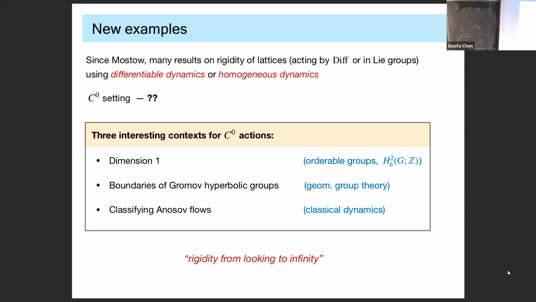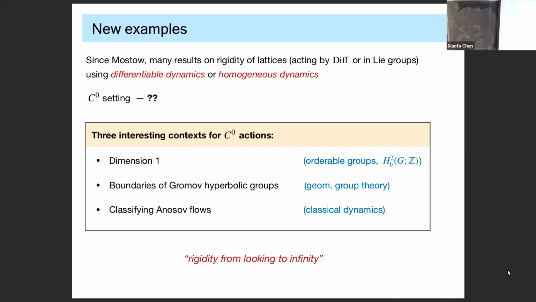The general tools for these span typically techniques from differential or smooth dynamics, or homogeneous dynamics, the study of symmetric spaces of Lie groups, basically. In the setting where you just have actions by homeomorphisms, C0 actions, there are very few tools that apply, and not so much action historically. And the point of my talk, for the rest of the talk, I want to talk exactly about this big question mark, this C0 setting, in three contexts that are all important in their own right, and where we've made some progress.